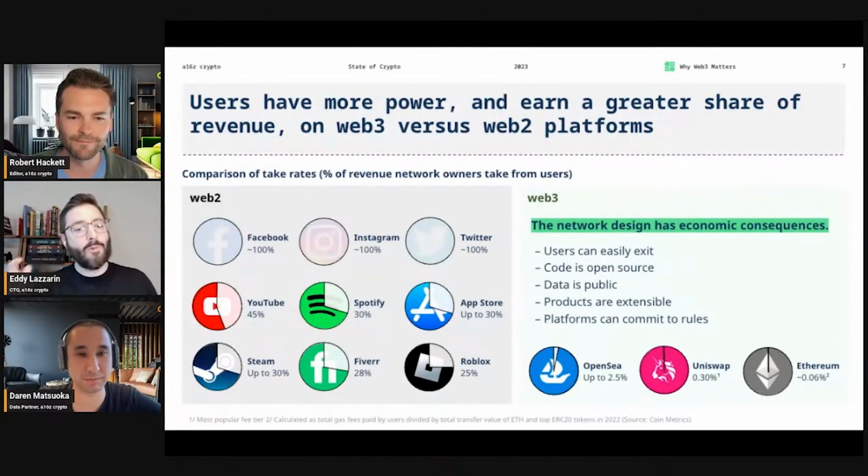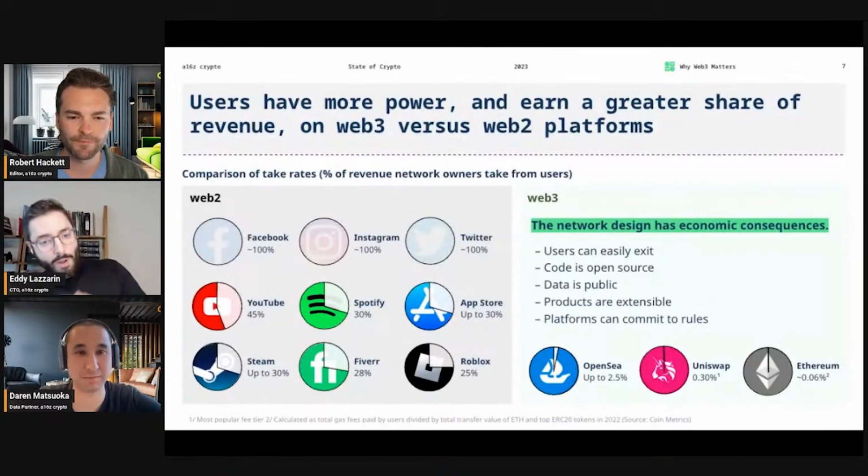What are the fundamental reasons why they can increase their take rate or avoid including the users of the system in the economics at all? It's because they can constrain people's ability to exit the valuable things. It's because they can constrain access to the underlying code. There's all kinds of ways that they can create extreme defensibility of their market position.